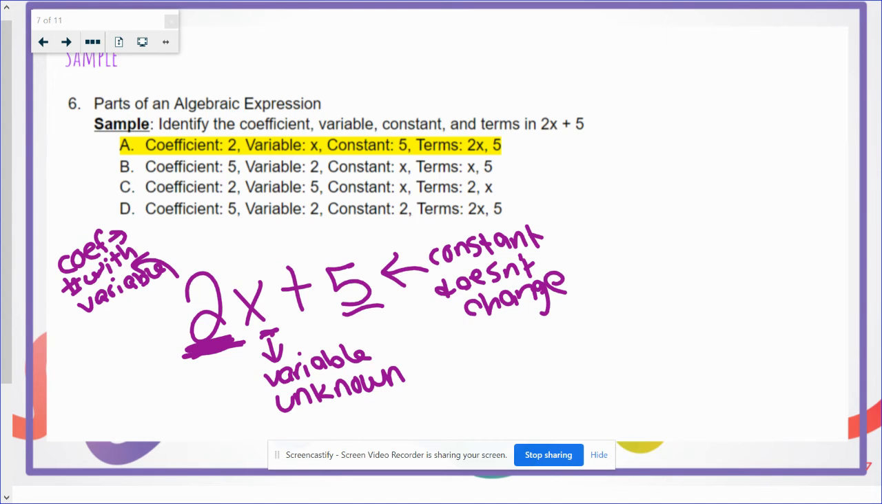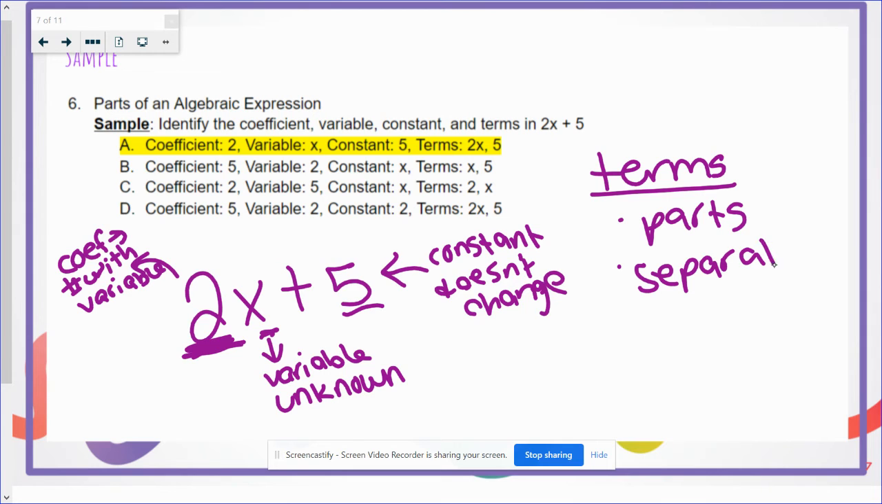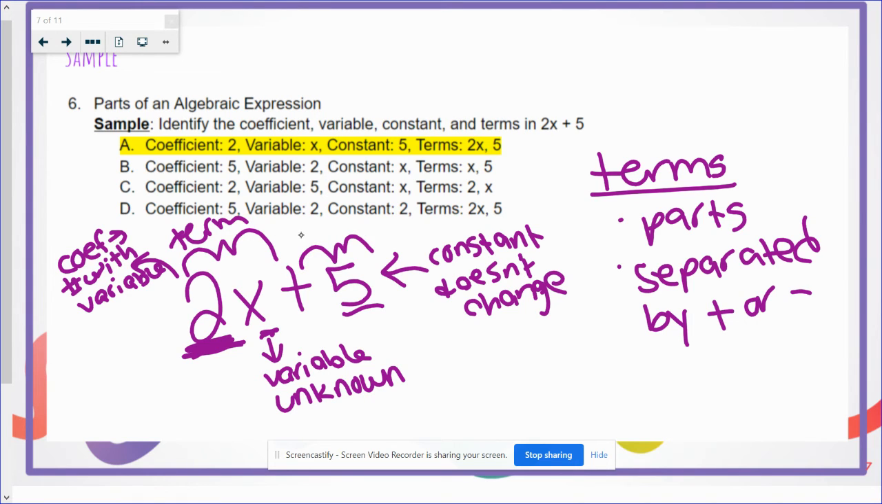Now let's talk about terms. Terms, if we remember, are the parts, and they are separated by addition and subtraction. So in this case, we have 2 parts. We have 2x, so that's our first term. And then we have 5, which is our second term. 2x is a term that has a coefficient and a variable. 5 is a constant term with just the 5. All right, let's keep moving.